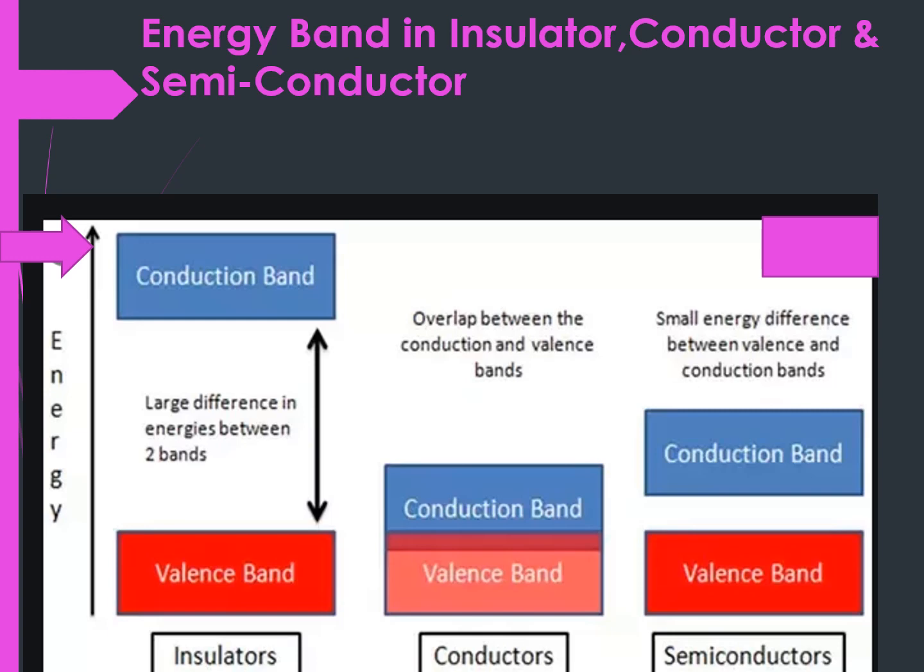Okay. Next is semiconductors. Now in a semiconductor, the gap between the valence band and the conduction band is there, but it is a very small amount. The energy is almost 1 electron volt. So to jump from the valence band to the conduction band, the electrons require a very small amount of energy, about 1 electron volt.